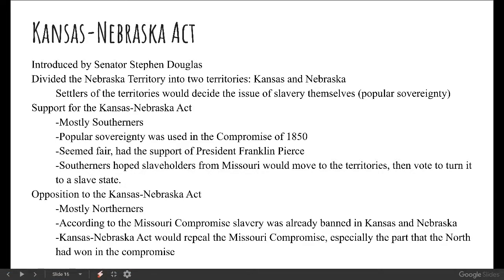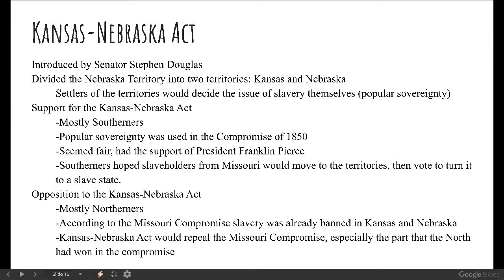Okay. Another issue over territories is the Kansas-Nebraska Act. It's introduced by Senator Stephen Douglas, who we'll talk about again later on. And what it did was divided the Nebraska Territory, which was a big northern chunk of the Louisiana Purchase, into 2 territories, Kansas and Nebraska. And the settlers of the territory would decide the issue of slavery for themselves. So this would be popular sovereignty. So they could vote if they wanted to have slaves or not.